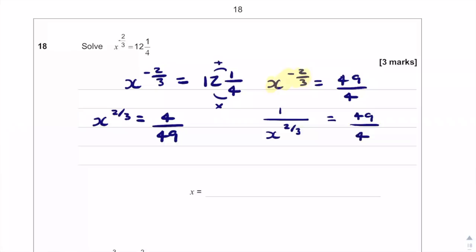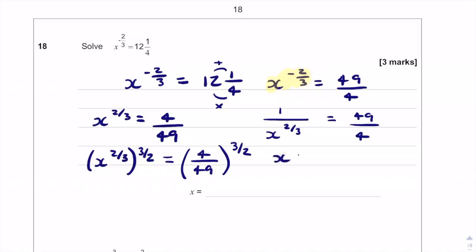And now we just need to get x on its own. Well, again, using the laws of indices, if we take x to the power of 2 over 3 and raise all of this to the power of 3 over 2, then you're multiplying the powers together. So you're going to get 2 over 3 times 3 over 2, which is going to give us 1. So x to the power 1 is obviously just x. So whatever we do to the left-hand side of the equation, we've got to do to the right-hand side. So we're going to have 4 over 49 all to the power 3 over 2.